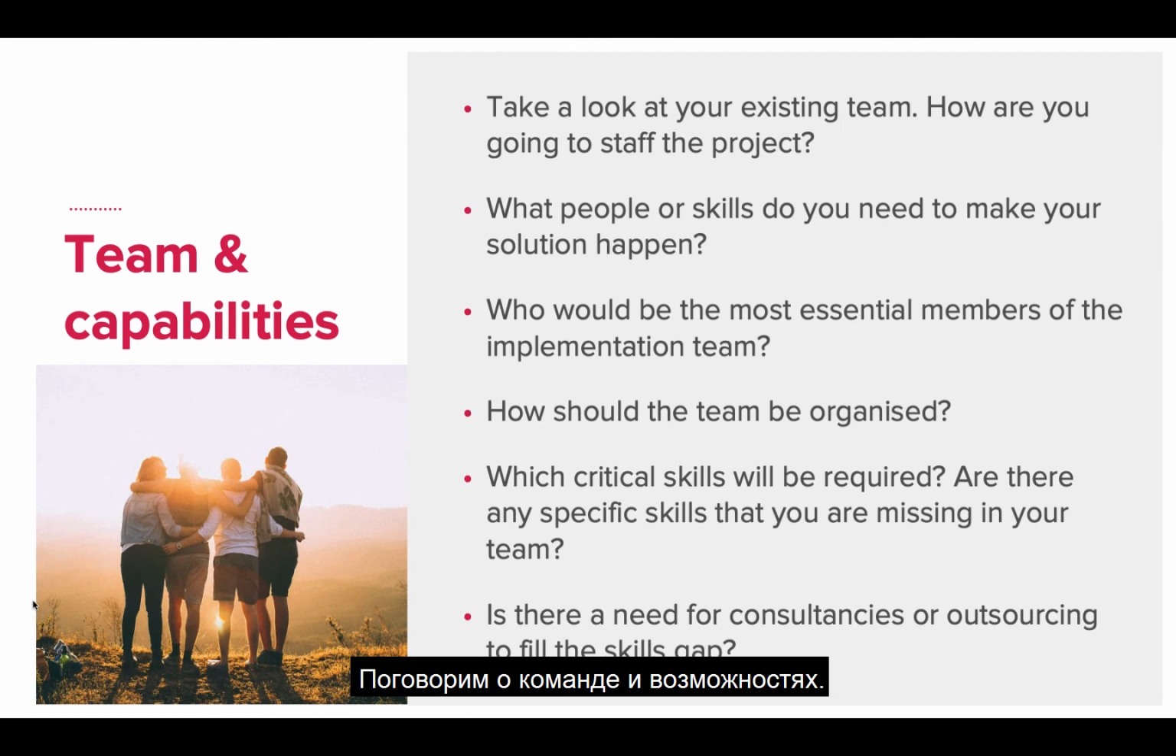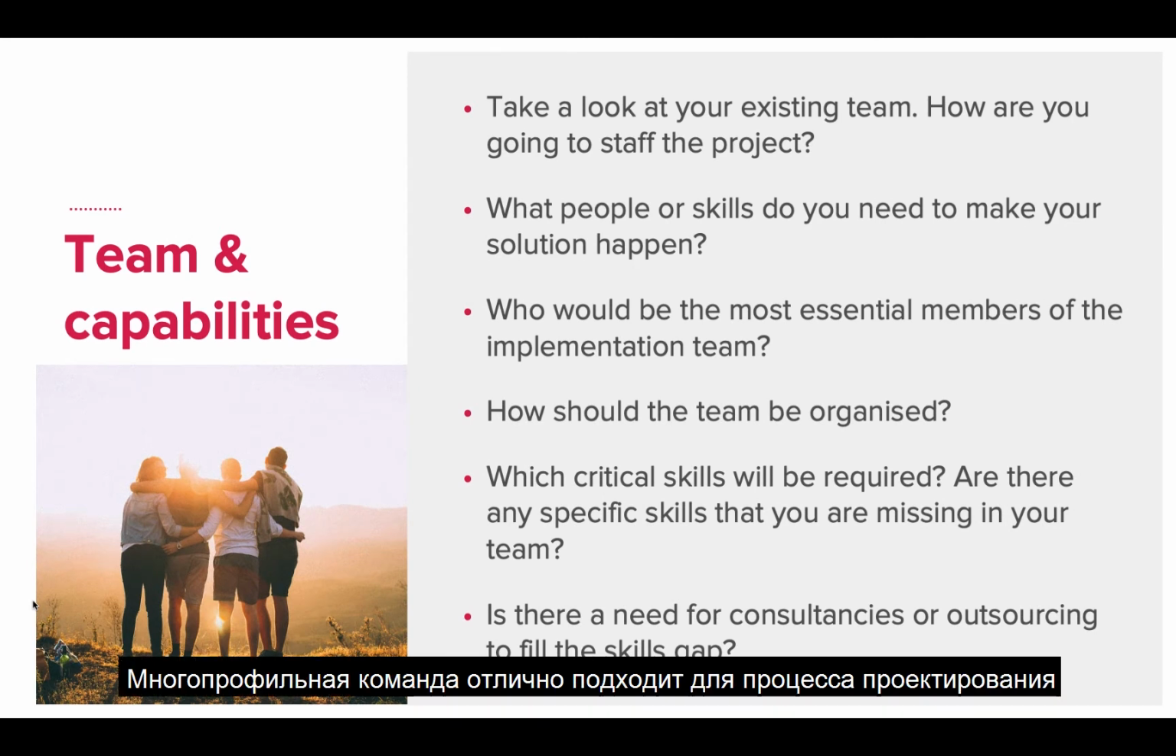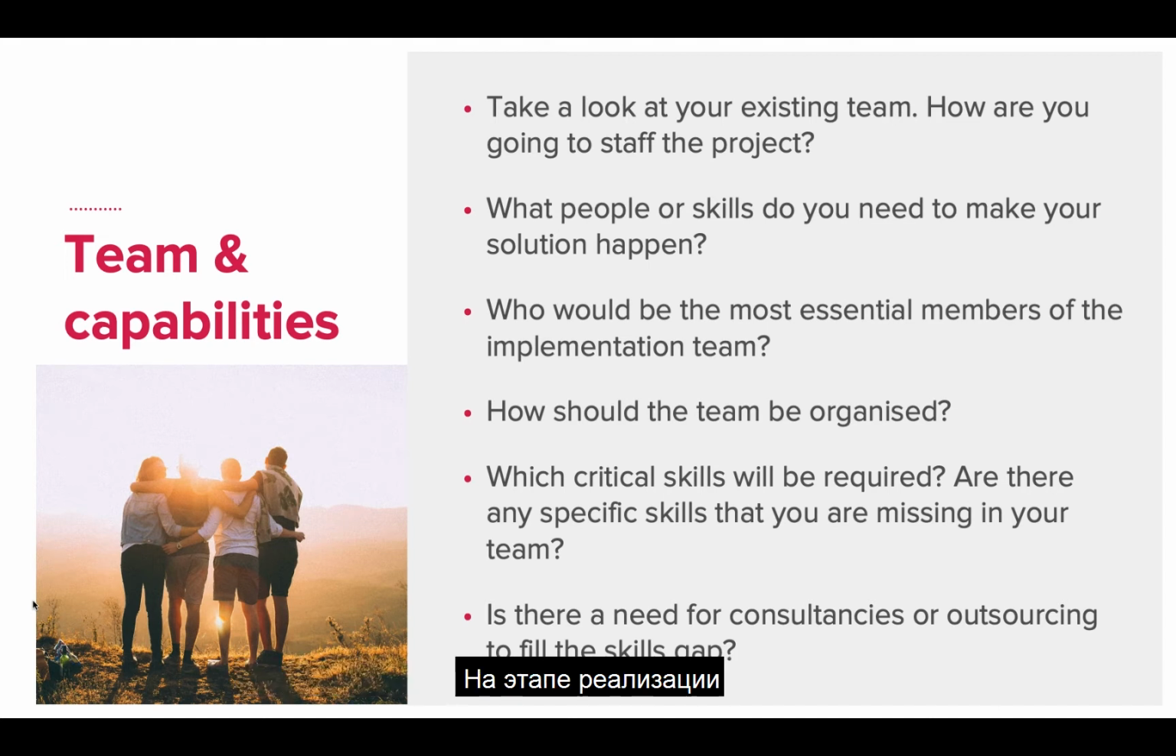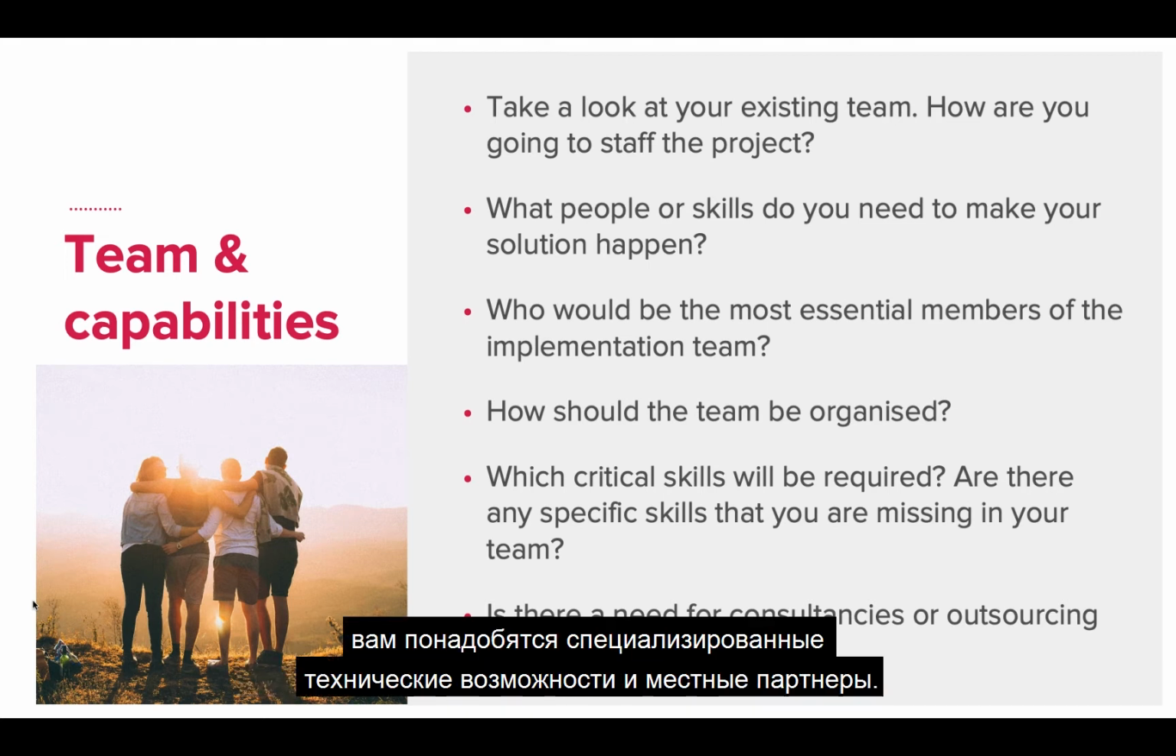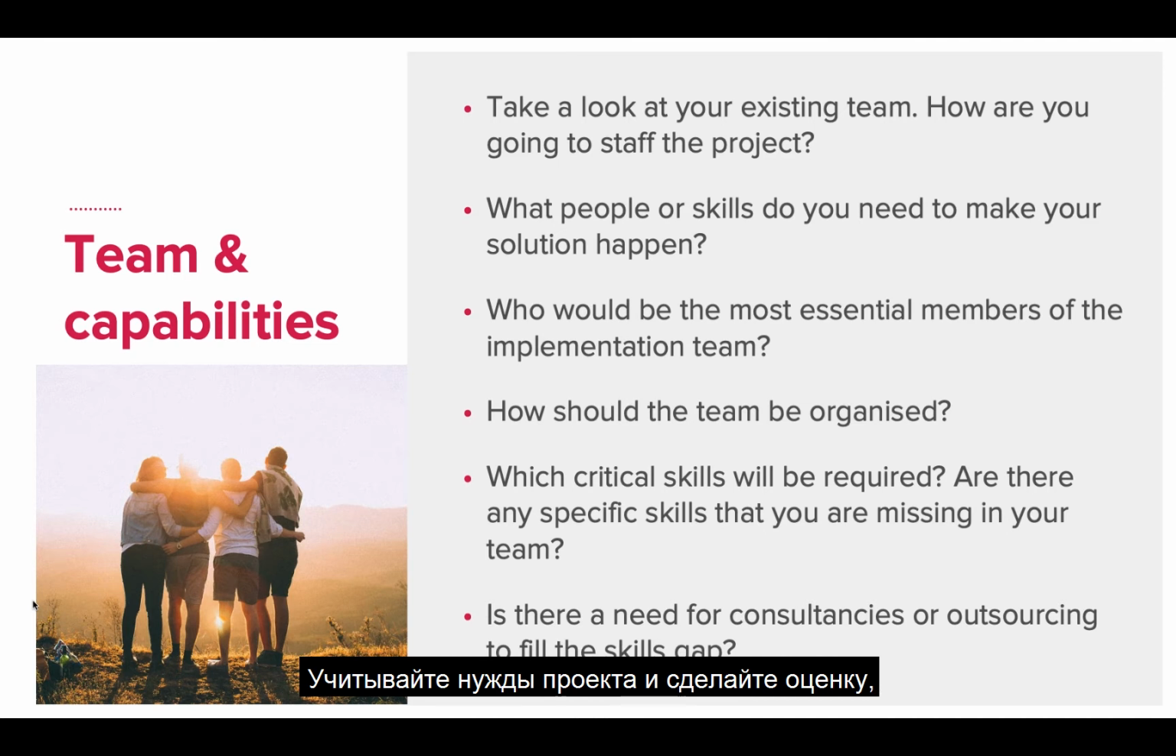So let's talk about team and capabilities. Whereas a multidisciplinary team is great during the design process for arriving at unexpected ideas and novel solutions, in the implementation phase, you'll be looking for specialized know-how, technical capacity, and local partners. Consider the needs of your project and evaluate if now it's the time for some team members to roll off your project and for others to roll on.